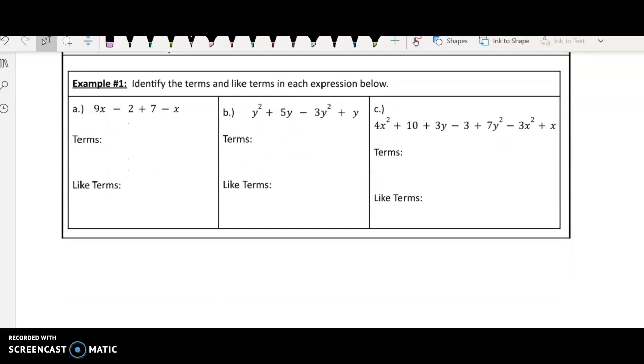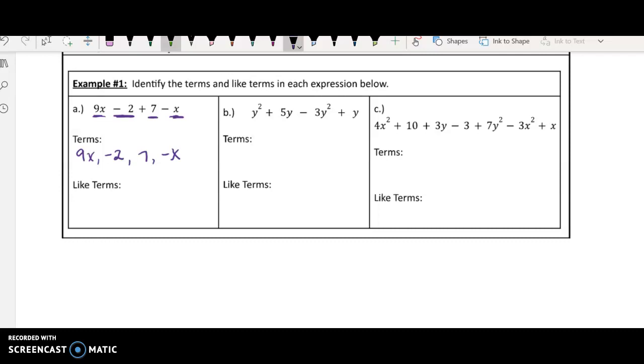So example 1, identify the terms and like terms in each expression below. So a term is just the individual number or variable in the expression. This is separated by an addition or subtraction sign. So my terms would be 9x, -2, because remember we use the sign in front to call it the sign of the number, +7 and -x, which is the same as -1x.